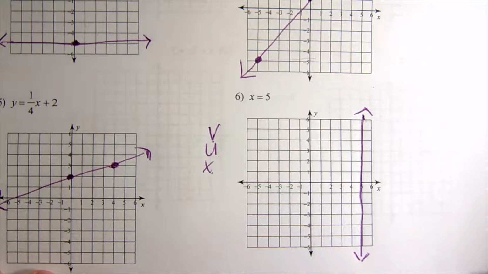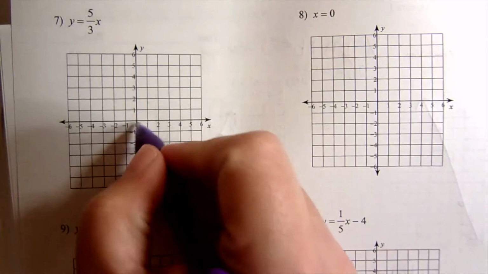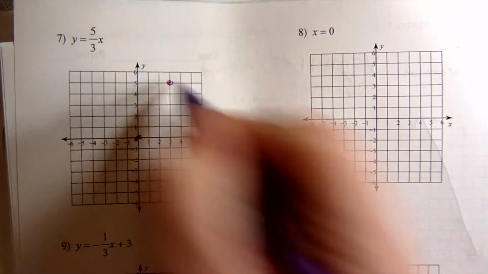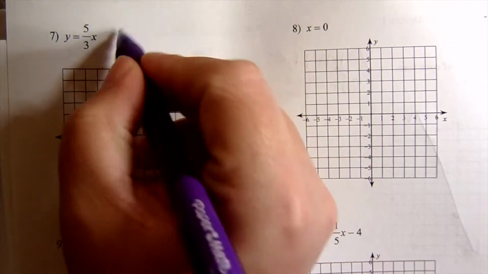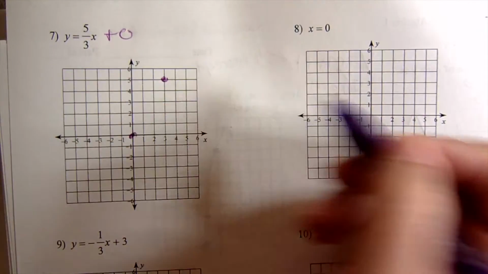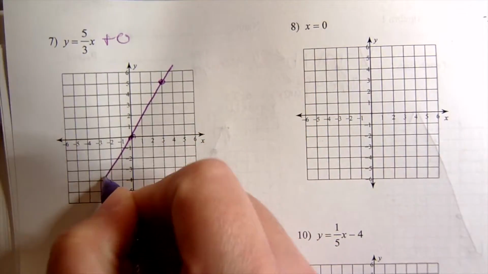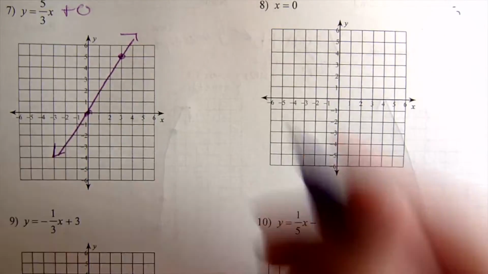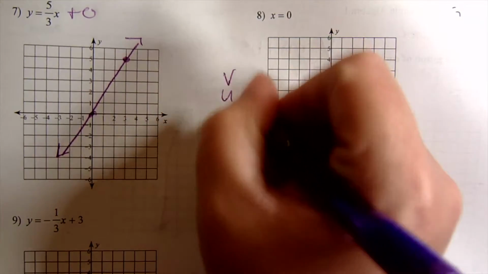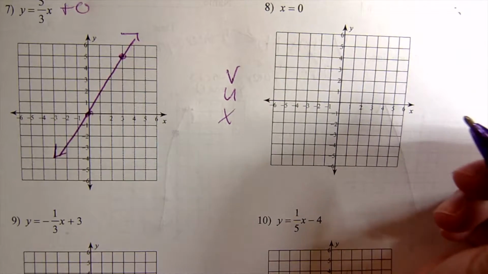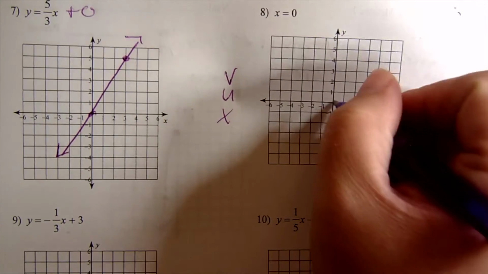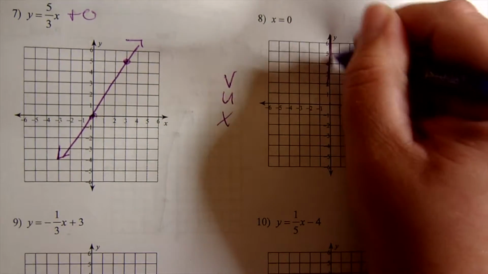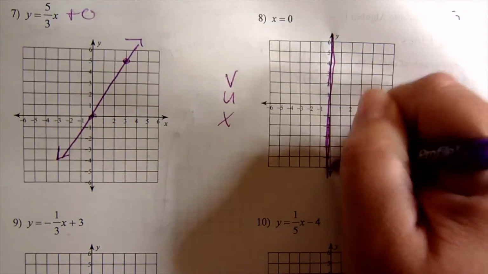Alright, on the back, go ahead and do 7 through 12. And then where do you go from there? Up 5 over 3. So because nothing was being added or subtracted here, the intercept was 0. For number 8, what kind of line is that? Vertical. It's a vertical line. So where does it cross? At x equals 0, and it's a vertical line, so it's basically the what? The y-axis.